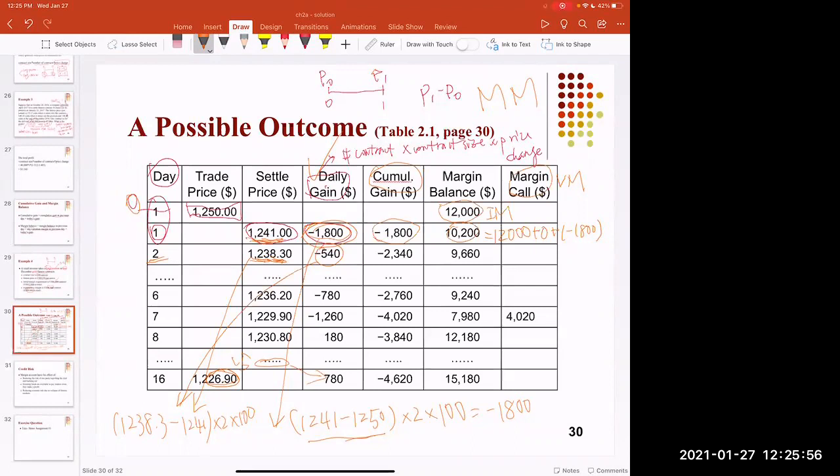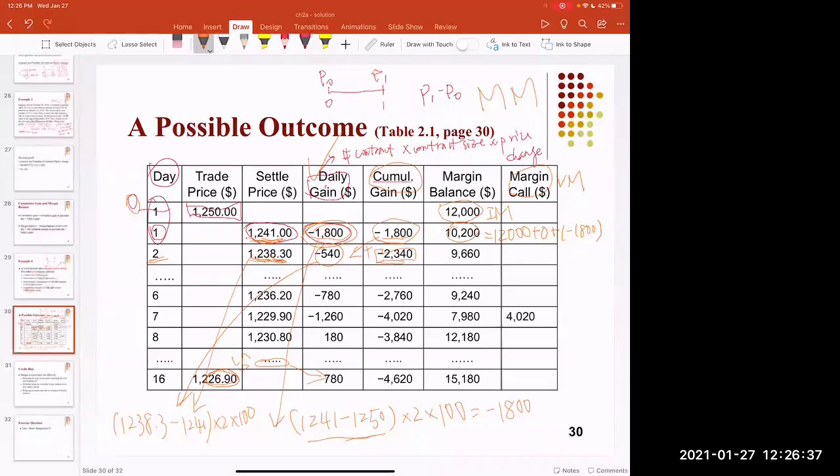Okay, so in your assignment, you need to calculate the gain for each day until the last day. Come back to day 2. Day 2 cumulative gain should be calculated by the cumulative gain in the previous day, which is negative 1,800, plus today's gain. Because both are negative, add together, negative 2,340. That's the cumulative gain. I hope you are able to do that.